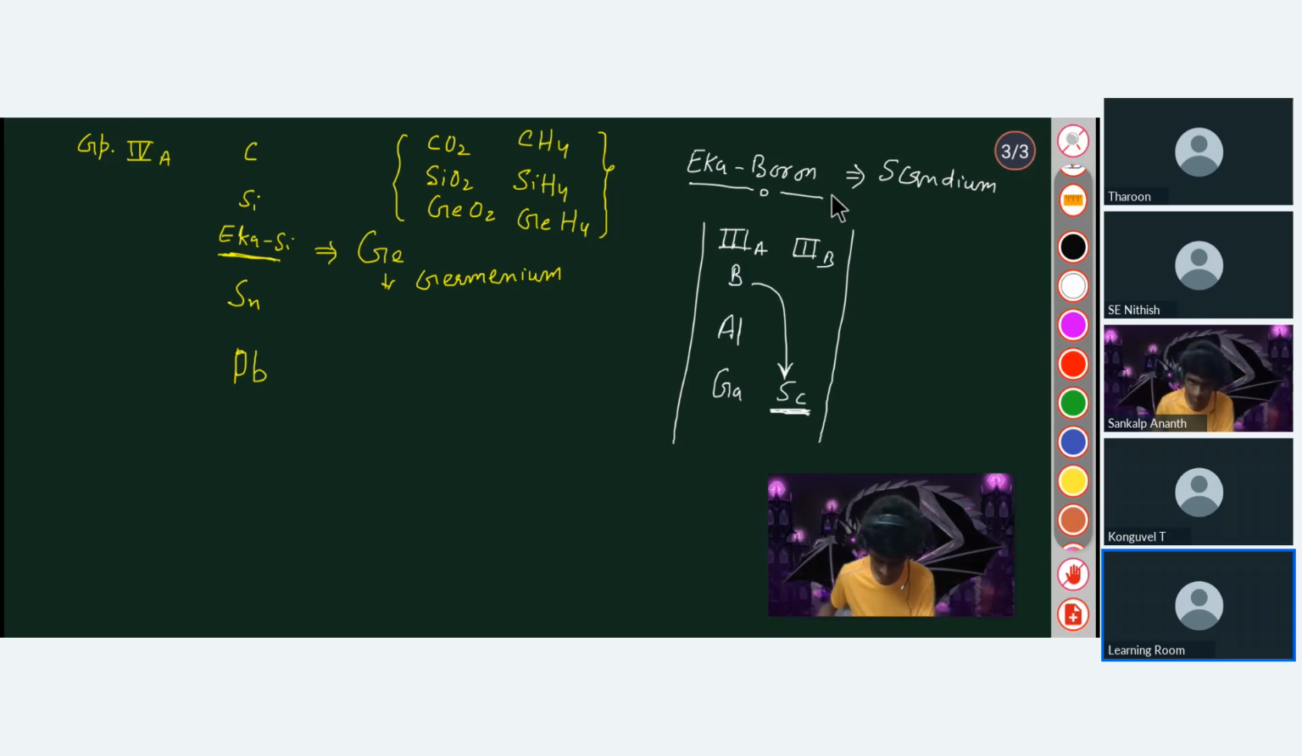I hope you will remember the symbol of scandium is Sc, atomic number 21. So what is Eka aluminum? Eka aluminum is gallium. Similarly, Eka silicon is germanium, and Eka boron is scandium.